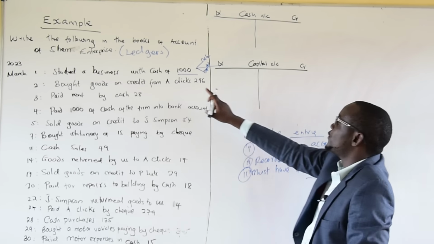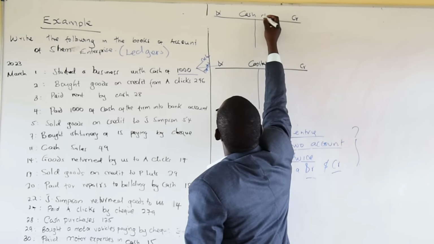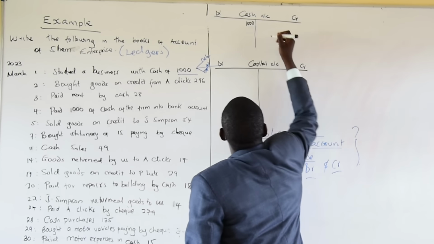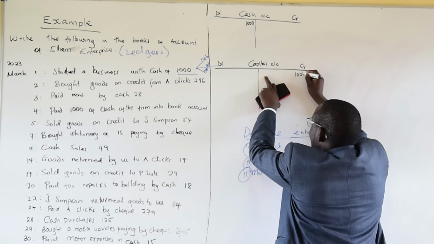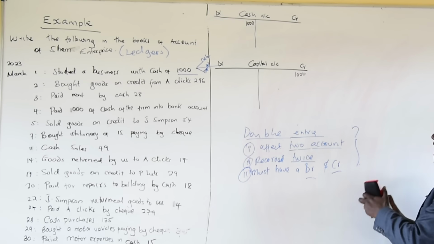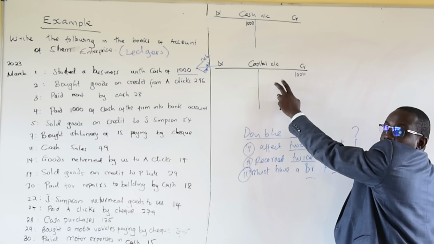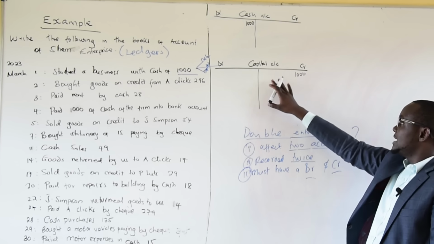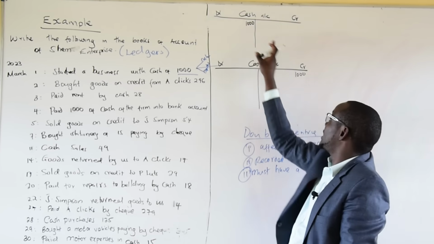We have already known for this transaction, we are debiting cash. So with 1,000, on the debit side of cash, I will write 1,000. On the credit side of capital, I will write 1,000. You have seen that I have debited cash and credited capital. What remains is to give narration. The 1,000 is debited in cash and credited in capital.